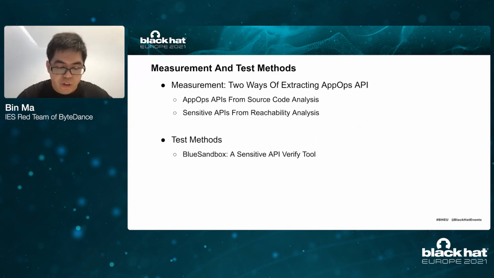Next, we will describe how to extract AppOps API from the Android source code. And we also introduce a solution to extract sensitive APIs from the vendor ROM. Finally, we will show our tools to test and verify vendors' private dashboards.